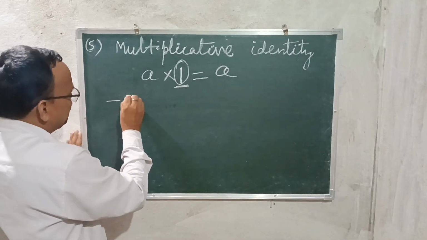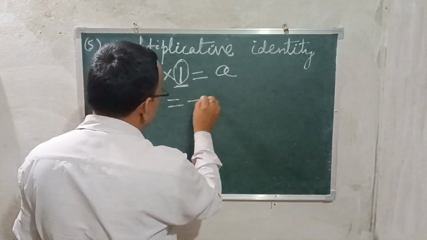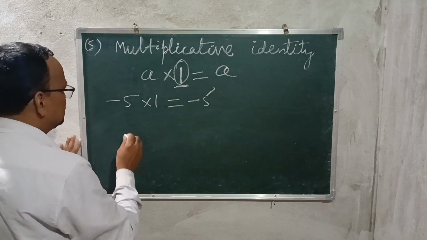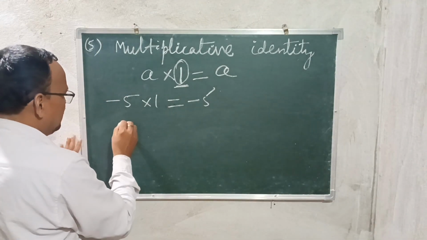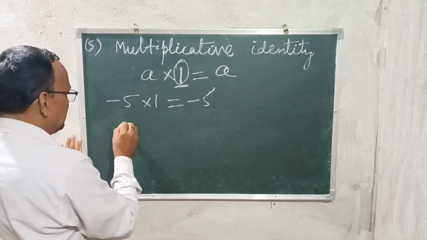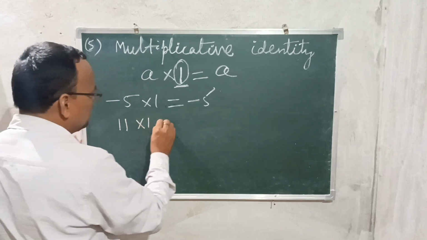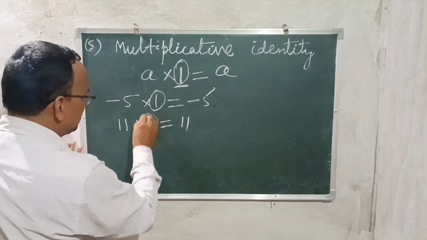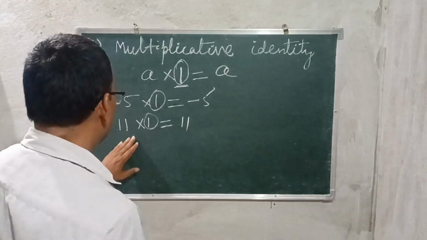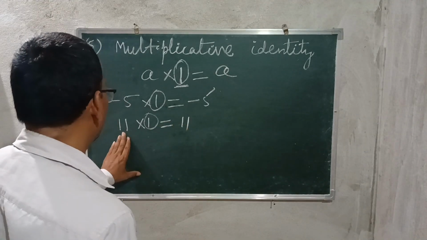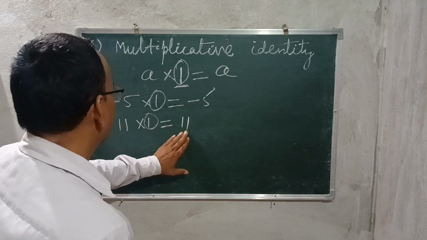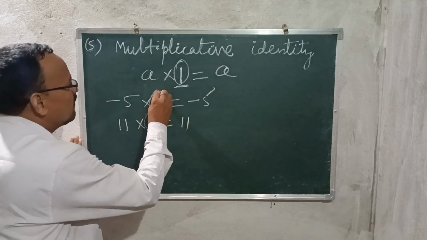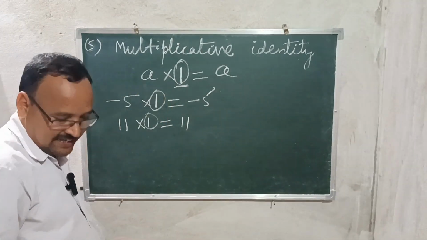Suppose you multiply minus 5 into 1, you will get minus 5. And if you multiply 11 into 1, you get 11. So 1 is such a number by which when any number is multiplied, the product remains the same. So 1 is the multiplicative identity.